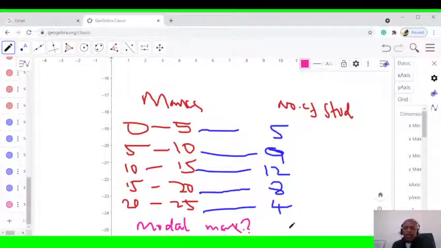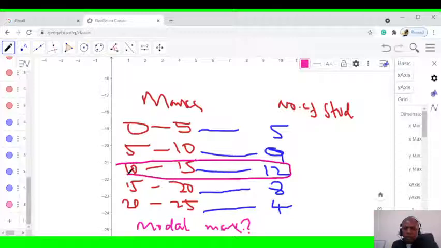Find the modal mark. You need to know that there is what we call a modal class. A modal class is a class whose frequency is the highest. From this data set, you can see the frequencies are 5, 9, 12, 8, and 4. So this class of 10 to 15 is the modal class. Why? Because the frequency is 12, and 12 is the highest value among these frequencies that we have been given.